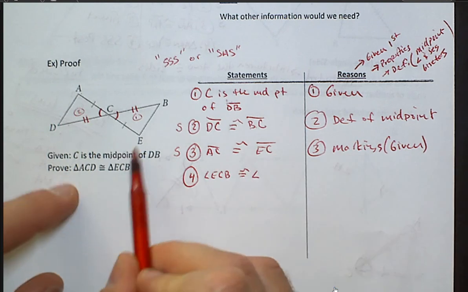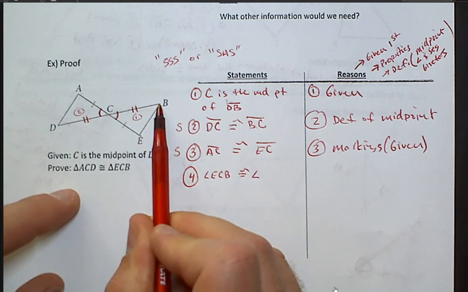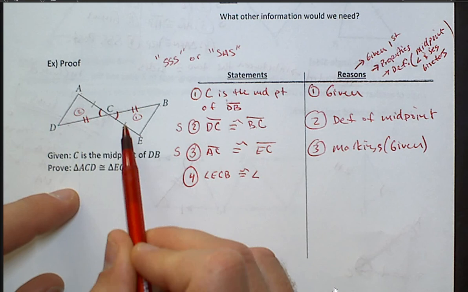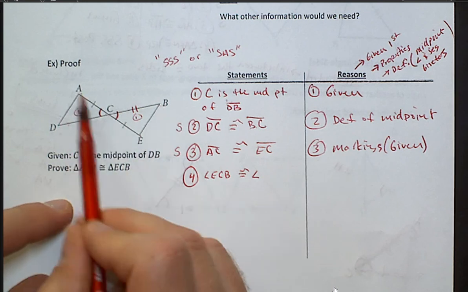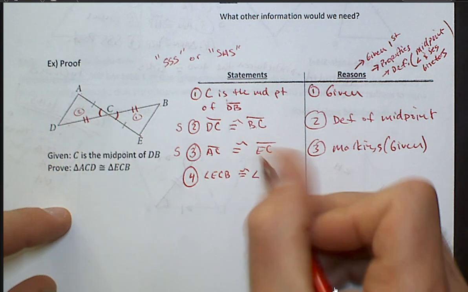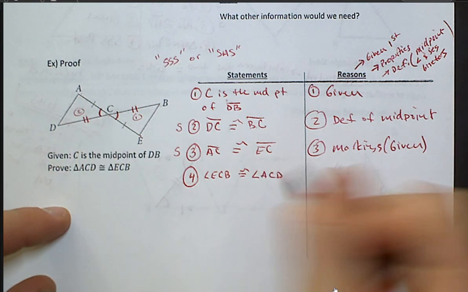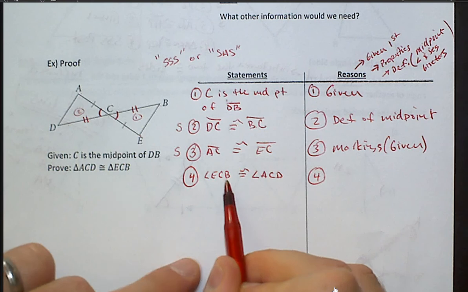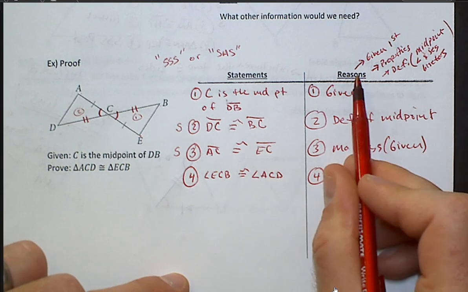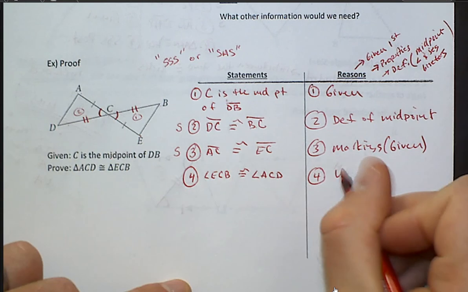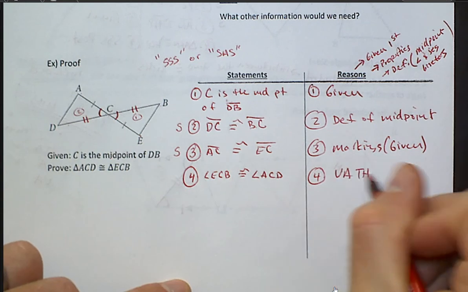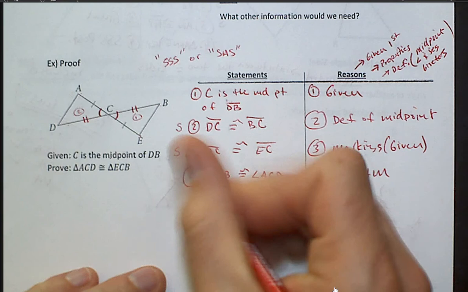Now again, with congruency statements, you have to be very specific. If I said ECB, I went from E and I crossed over the single tick mark, ECB, I got to go A, cross over the single tick mark, CD. A, C, D. Why can I say this? What is the reason? What is the mathematical reason I can say that these two are equal? And that's vertical angle theorem. And I just showed that an angle is equal to an angle.